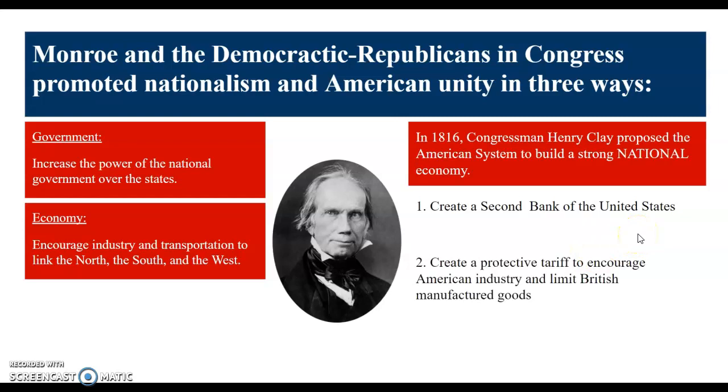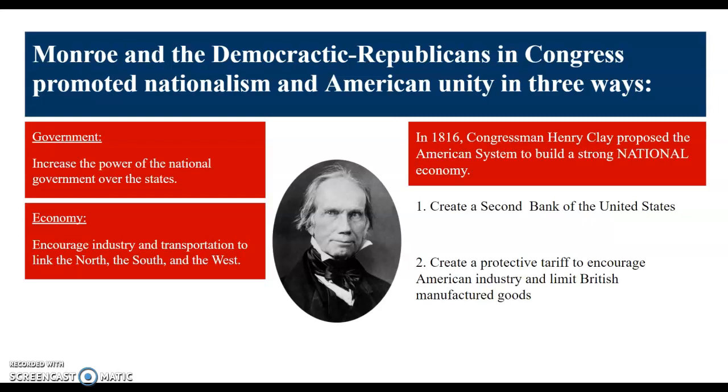The second part of his American System was to create a protective tariff to encourage and grow American industry and to limit British manufactured goods. Because after the War of 1812, when America and Britain started their trade partnership again, British goods were coming in cheaper than American goods.